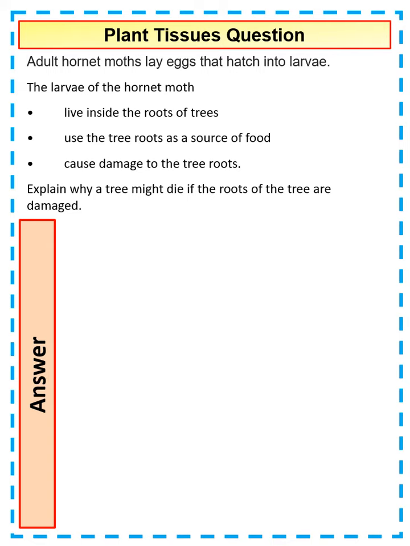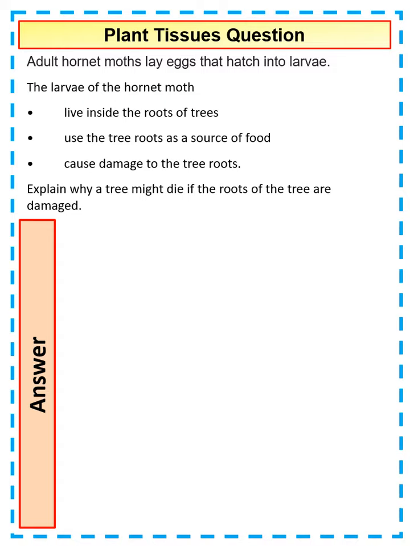So in this video, we're just going to have a look at a level 3 question on plant tissues. Right, so it starts off by saying that adult hornets lay eggs that hatch into larvae. Well, realistically, that bit doesn't matter that much.